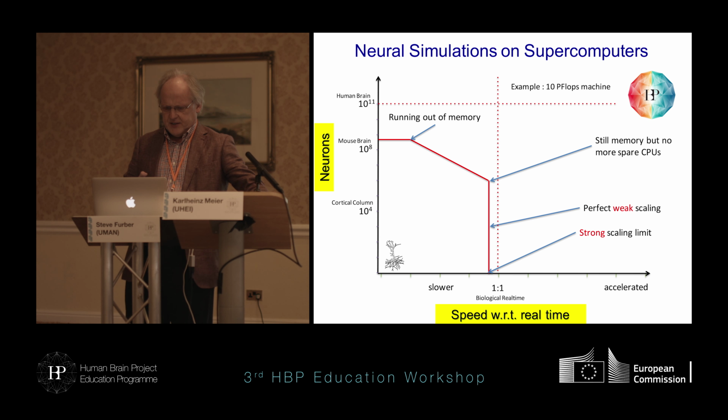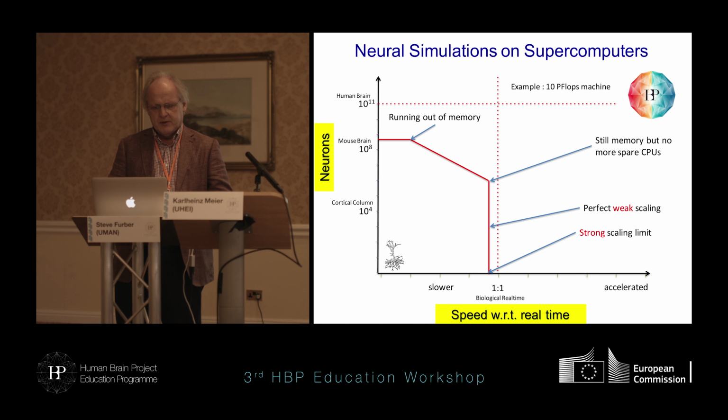But what you can do with that class of machine is, with small neural systems, you can get close to real time. As you scale up the complexity of the network, you reach a point where you run out of compute, and then your speed relative to real time slows down until you reach the point where you run out of memory. And what you can do on a 10 petaflop machine sort of limits out at running something of the order of a mouse brain, quite a lot slower than real time.